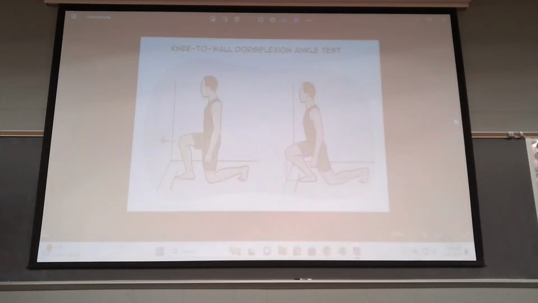And again, what I like about this example is it helps us practice differentiation of verbiage. Knee to wall, dorsiflexion ankle test. Dorsiflexion is a motion. Okay? So we have the motion of dorsiflexion. So what would be stretched? Not dorsiflexors, plantar flexors. As you dorsiflex, you're going to lengthen what pulls in the opposite direction.